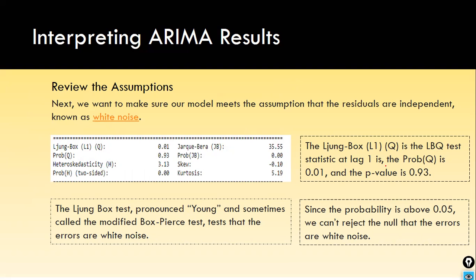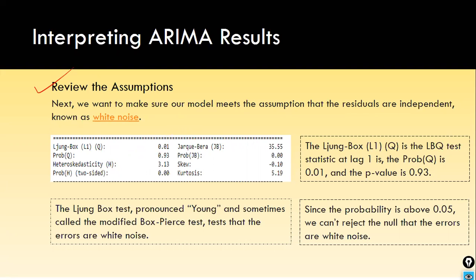Next one is the Ljung-Box probability. The LBQ statistic at lag 1 has probability 0, and the p-value is 0.93. This is pronounced as Ljung and is sometimes called a modified Box-Pierce test. This tests whether the errors are white noise. Since the probability is above 0.05, we can't reject that the errors are white noise. What is the null hypothesis? The errors are white noise, right? So that means error is there, and since we are not able to reject it, there is some error there.